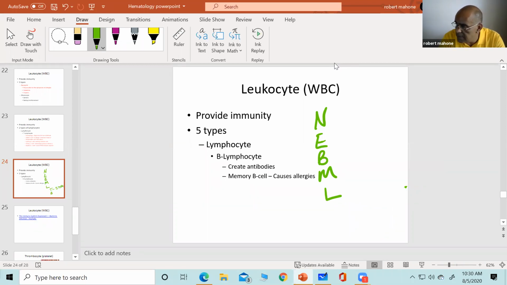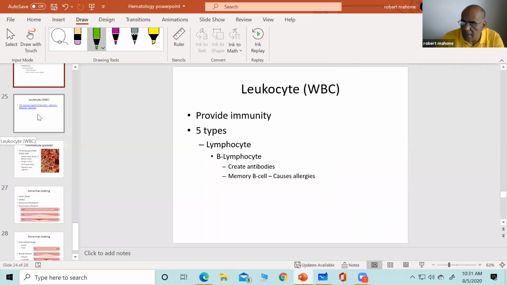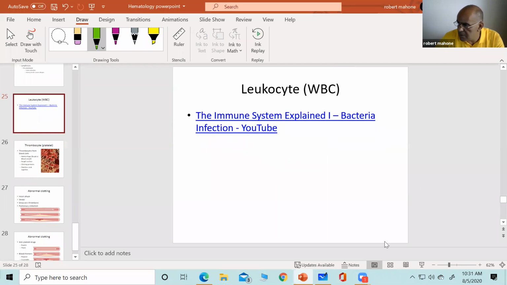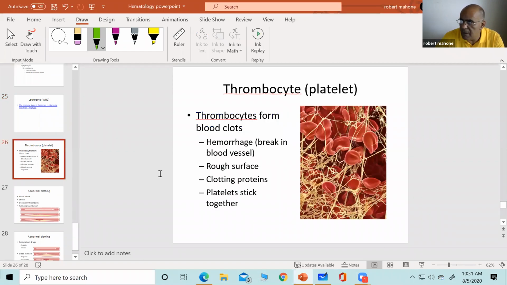All right. So that's the second formed element. We've done the red cells and we've done the white cells. What's this? No, that link doesn't work anymore. Anyway, I'm not going to worry about that. All right. The next formed element is called a thrombocyte or platelet. Thrombocytes form blood clots for us. Thrombo means blood clot. Cyto is cell. The thrombocytes, they form blood clots.